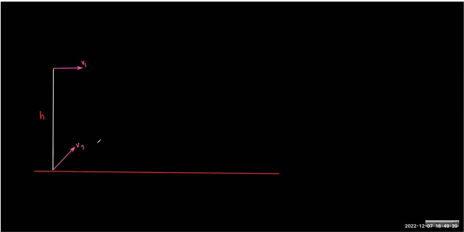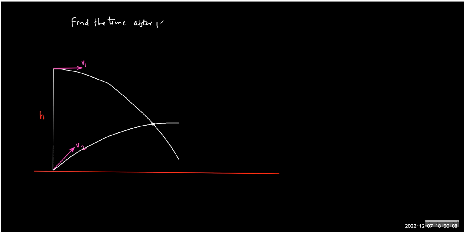V1, V2. And they meet. The question is they meet. So the first particle will traverse a path like this, and the second will traverse a path like this, and they are meeting here actually. And the question is, after what time will they meet? So after what time will they collide or meet?